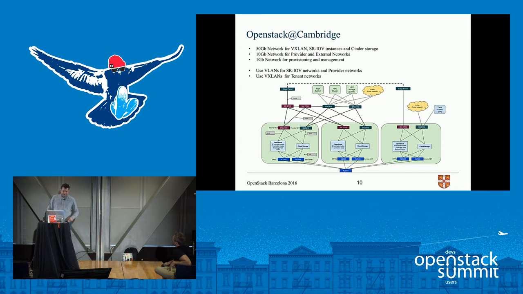So we use VLANs for SR-IOV networks and for provider networks. But inside tenants, we use VXLANs to separate the networks. So we use Mellanox switches. They are the latest range called Spectrum. So we've got 100 gigabit switches, which then split those ports into 2 50 gigabit ports. And we've also got Spectrum switches which provide 10 gigabit ports.